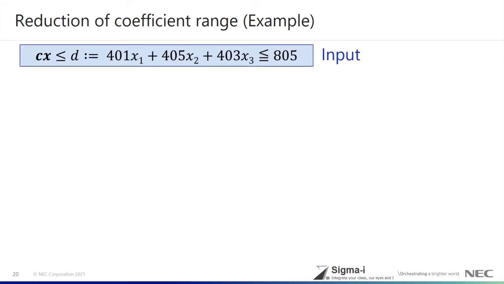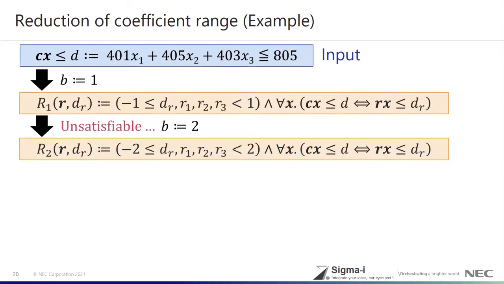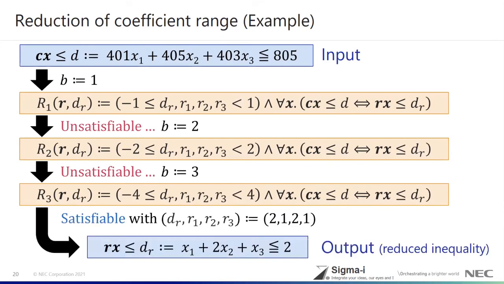Let's look at the behavior of our coefficient reduction algorithm in an example case. This is the example from the previous slide, with a constraint such that an ordinary rounding process will change the meaning. By repeating the satisfiability tests with a constraint solver, we find a solution of this predicate when B is set to 3. When this predicate is satisfiable, we can obtain each coefficient value from the constraint solver as values satisfying the predicate. Finally, we obtain an inequality with very small coefficient values, and it's completely equivalent to the input.